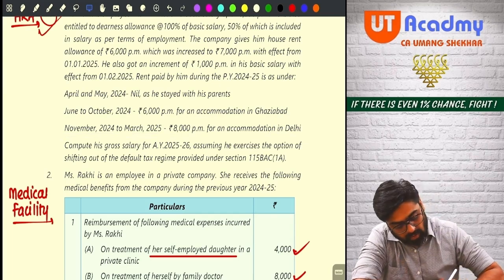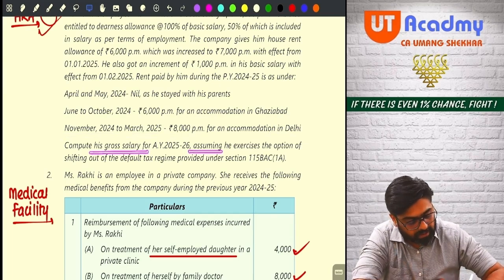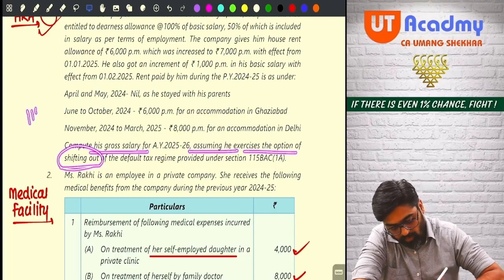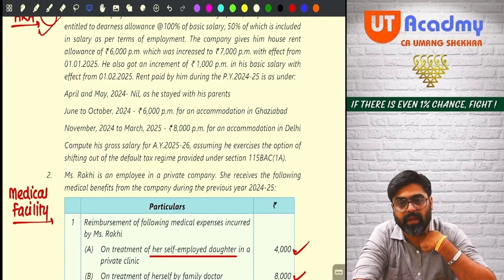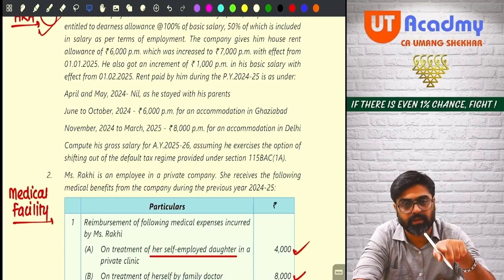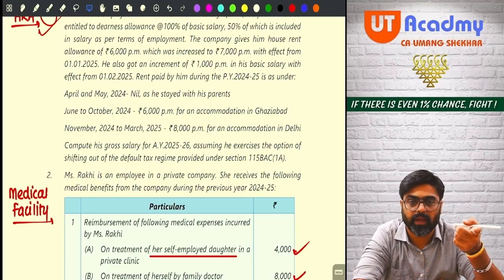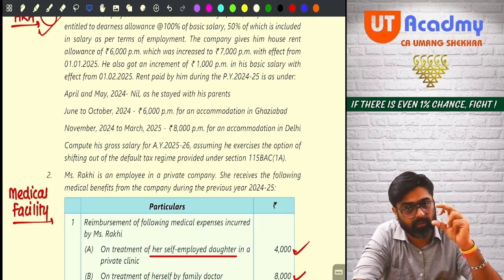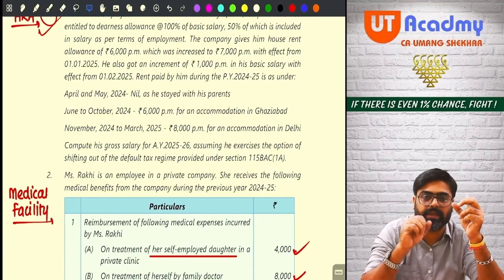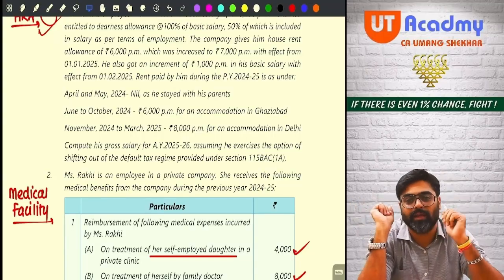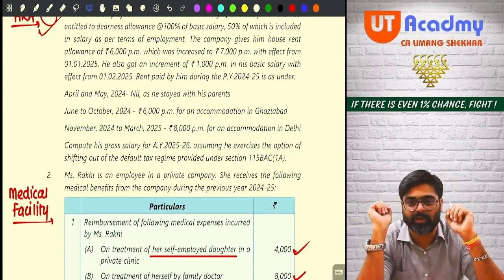Now they are asking you to compute gross salary assuming that he exercises the option of shifting out. Shifting out means 115 BAC not followed. If 115 BAC is not followed, will I be able to get the exemption of HRA? The answer is yes. So after taking the exemption, whatever taxable HRA comes, that taxable HRA plus basic plus DA, the total will give me gross salary. That I am supposed to calculate.